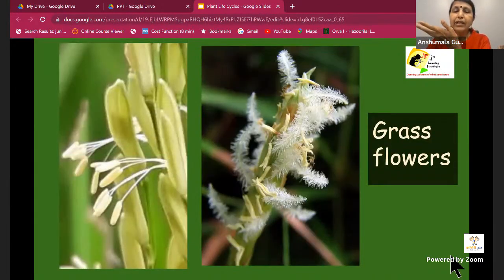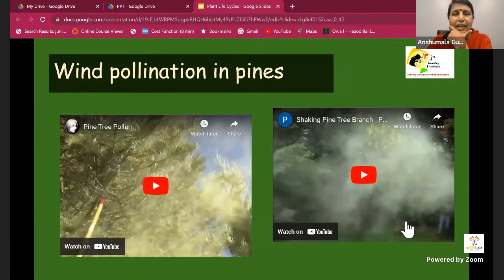So all grasses are wind pollinated, rice and wheat and all those. Look at the males hanging out, just to throw a large amount of pollen in the wind. And look at the females, brush-like, hairy to capture the pollen. And of course, you can see the males here also. So when it's time for grass flowers to bloom, it's very interesting.